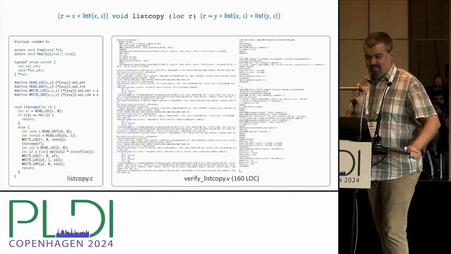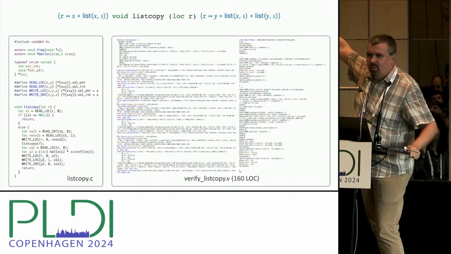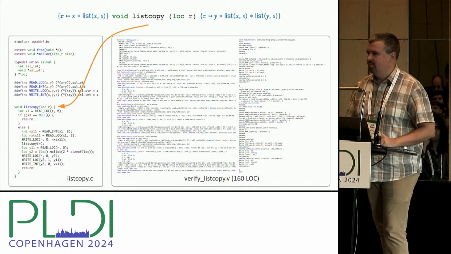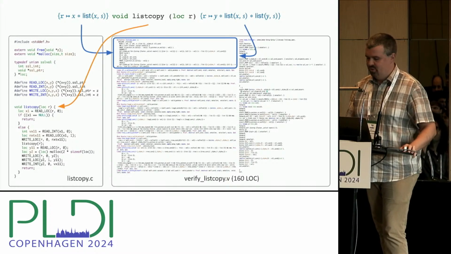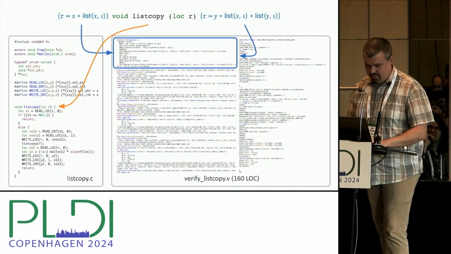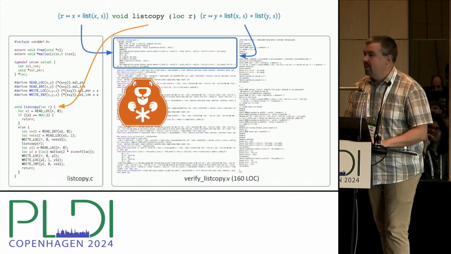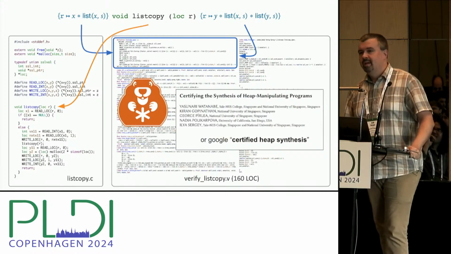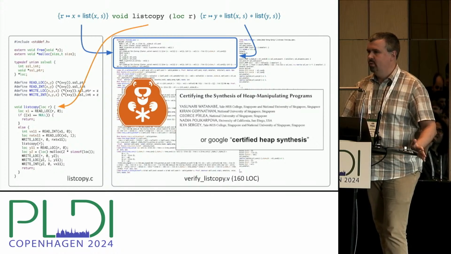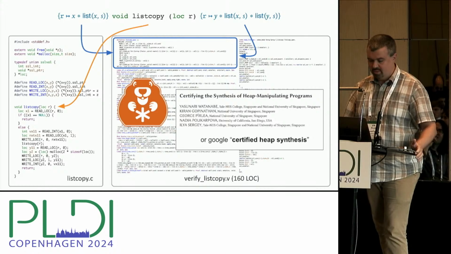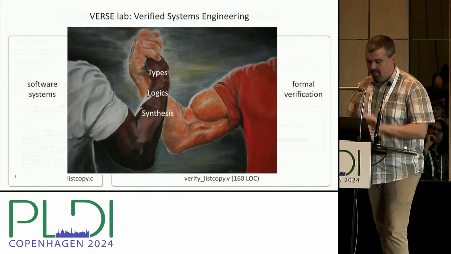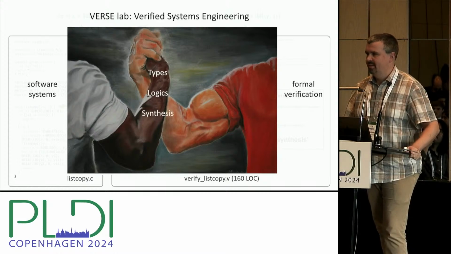This specification says, take the list, produce a copy of the list, and the rest has been done automatically. So the code has been generated from this, the specification has been generated from this, and the rest has been generated by the tool called SuSLik that we have developed with my students and my collaborator Nadia from UCSD. You can read the paper. This is an example of the stuff that we do in my lab on verified systems engineering. We look at the systems stuff, and we look at the formal methods, and we make sure that we can bring them together with the power of types, logics, and program synthesis.